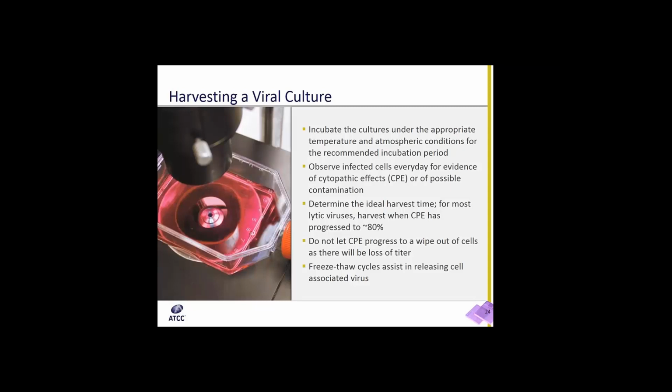Determine the ideal harvest time. For most lytic viruses, generally speaking, we harvest when the cytopathic effect has progressed to roughly 80%. Do not let that CPE progress to a complete wipe out of the cells, because there will be a loss of titer. During the harvest, depending on the virus, if it is a cell-associated virus, you can use freeze-thaw cycles to assist in releasing the virus, or some people have also used glass bead disruption of the monolayer. However, do not use that for all viruses. There are viruses for which you would not recommend it, for example herpes viruses, because you would lose the titer.